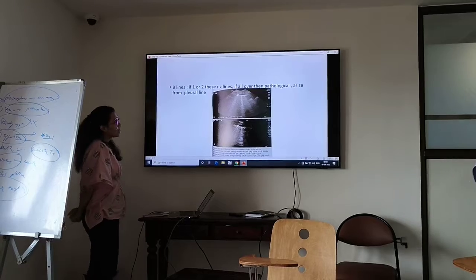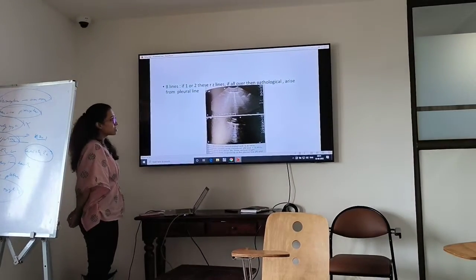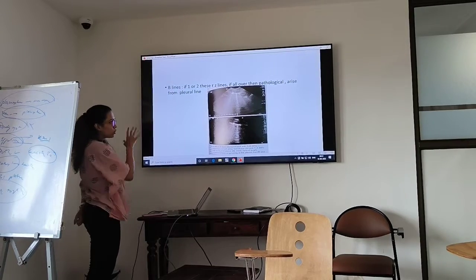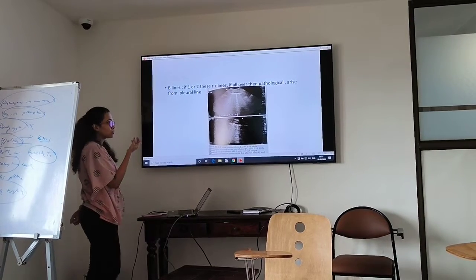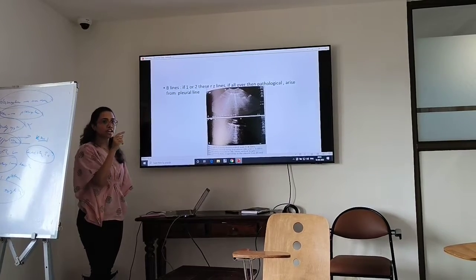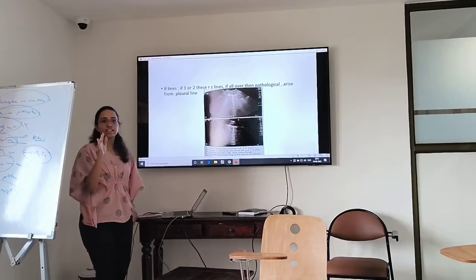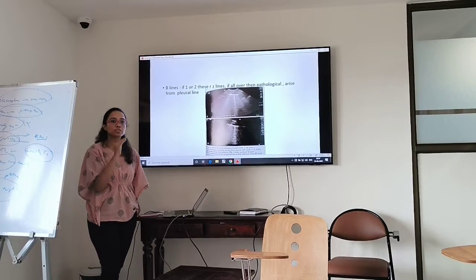Then B lines. If one or two of these are present, then these are basically the Z lines. And if it's present all over, then it is pathological. So, for example, in a lung which we screen, supposing we get A lines and there are one or two B lines, these are basically the Z lines. It doesn't indicate towards any pathology.